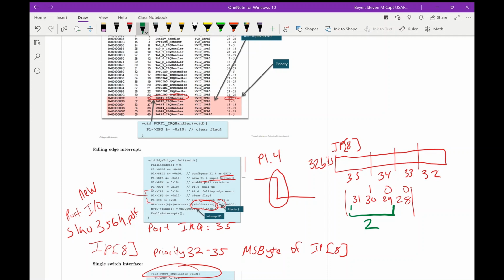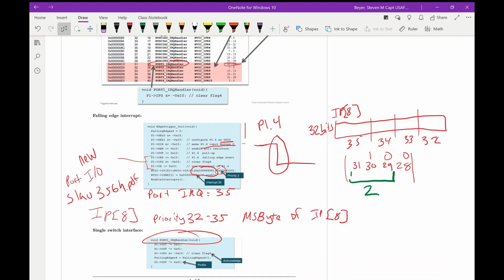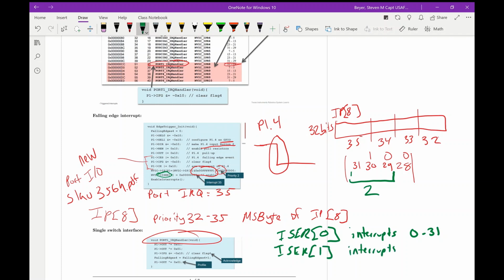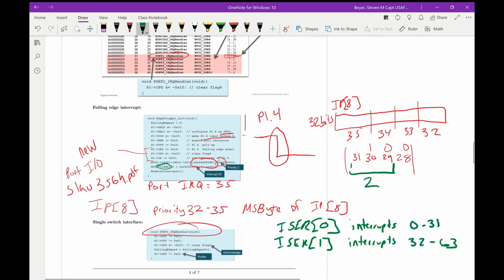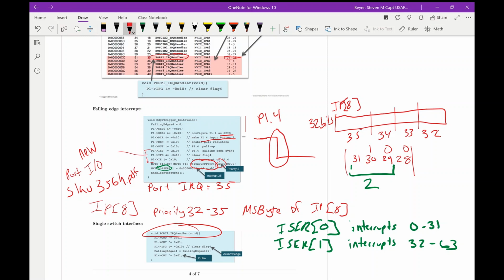In the lab, it's easy. We're going to set it to priority 0, so you can just set it all to 0. And if we take a look at the ISER, which actually enables the interrupt, ISER 0 deals with interrupts 0 to 31. We're looking at ISER 1, which deals with interrupts 32 through 63. The one we're specifically looking at is obviously interrupt 35.